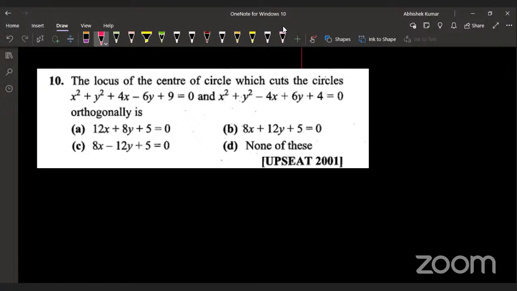I hope you guys remember what's the meaning of orthogonal circle, right? Yes, sir. And the condition is 2g1g2 + 2f1f2 = c + c1. All right, Anvisha.